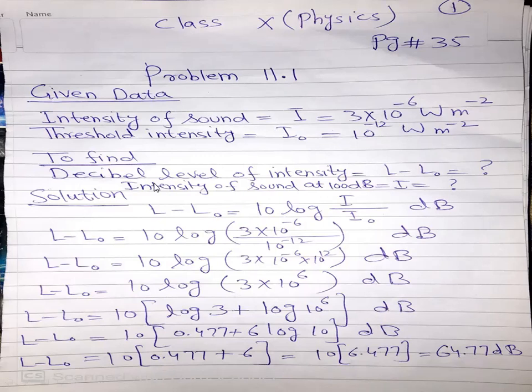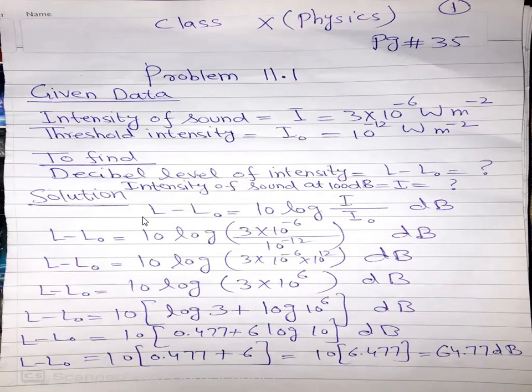What I am required to find: the decibel level of intensity, and the intensity of sound at 100 dB. These two things are required in this numerical. Level of intensity in decibel. Decibel, I told you, is the smallest unit of intensity level of sound. So this is noted with L minus L naught. Recalling the same lecture, level of intensity is noted with L minus L naught. Intensity of sound at 100 dB is noted with capital I, question mark. These two things are required. So I move towards my solution.